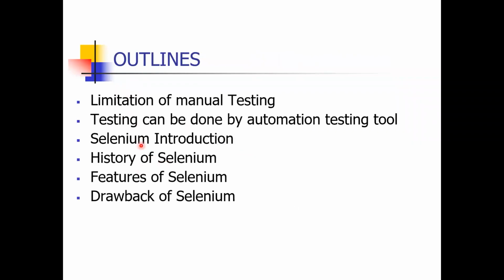These are the outlines we will cover today. Selenium is an automation testing software. So what is the limitation of manual testing? Why do we jump to automation testing? Which type of testing can be done by an automation testing tool? Then we will see what Selenium is in detail, along with its history, features, and drawbacks.